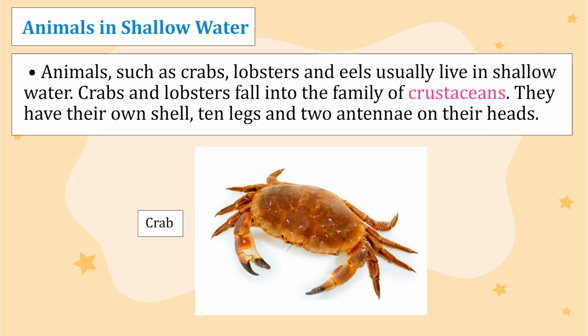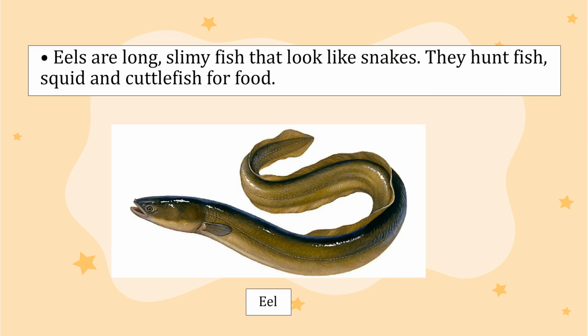Animals in shallow water. Animals, such as crabs, lobsters and eels usually live in shallow water. Crabs and lobsters fall into the family of crustaceans. They have their own shell, 10 legs and 2 antennae on their heads. Crab. Eels are long, slimy fish that look like snakes. They hunt fish, squid and cuttlefish for food.